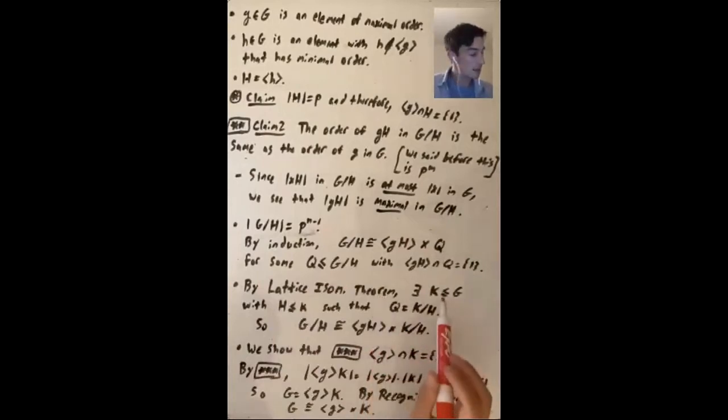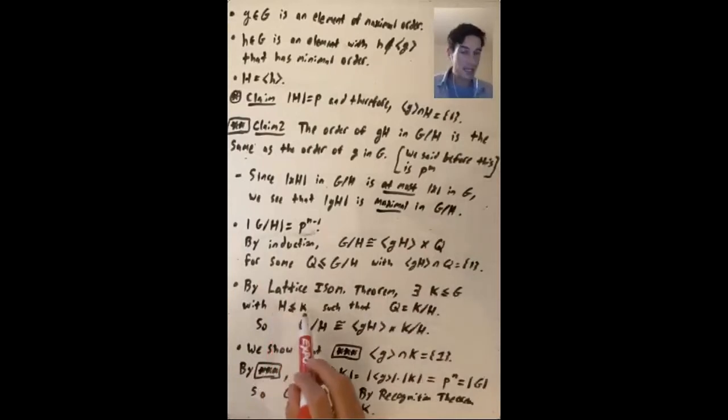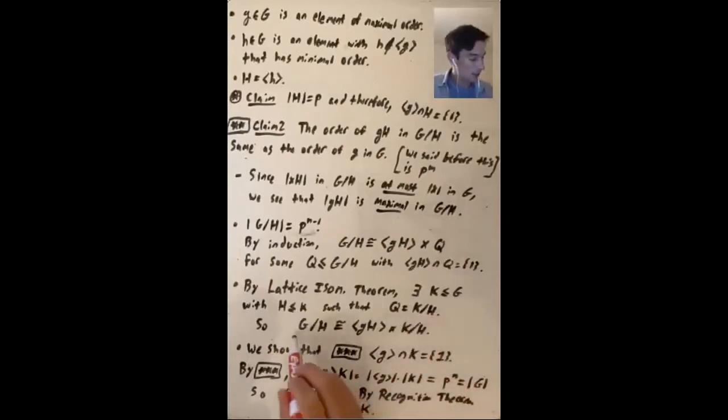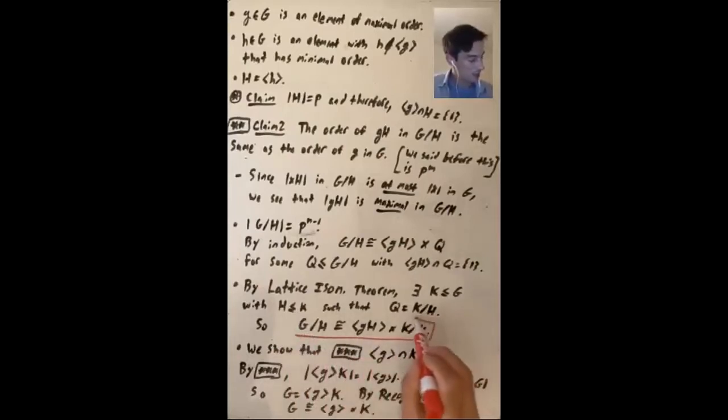This says that there exists a subgroup K of G containing H as a subgroup. So there exists a subgroup K of G so that H is a subgroup of K and Q is equal to K mod H. Remember, we're in an abelian group, so everything is automatically normal and we don't have to worry about these quotients being defined. Okay, so what does this say? Where are we? So G mod H is isomorphic to this cyclic subgroup cross K mod H.